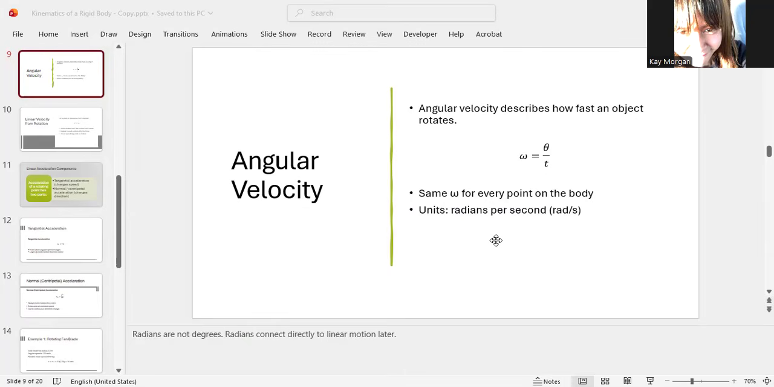So the very important thing is that every point on a rigid body has the same angular velocity. Don't forget that. Even though different points move at different linear speeds, they all rotate through the same angle in the same amount of time. That is the same angle in the same amount of time, which we call the angular velocity. So every time you see radians, we're dealing with angles, angular distance.